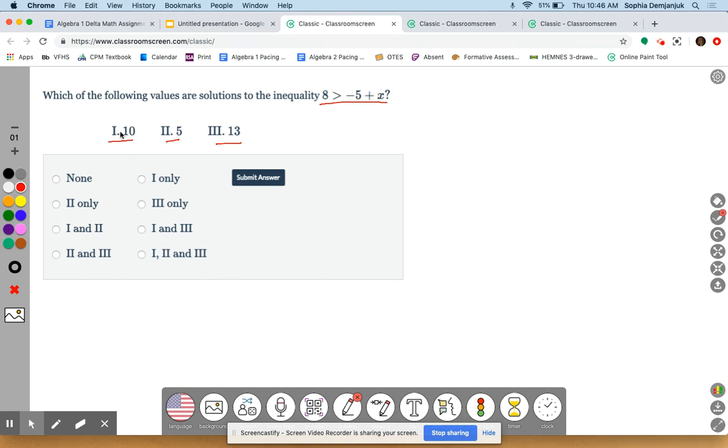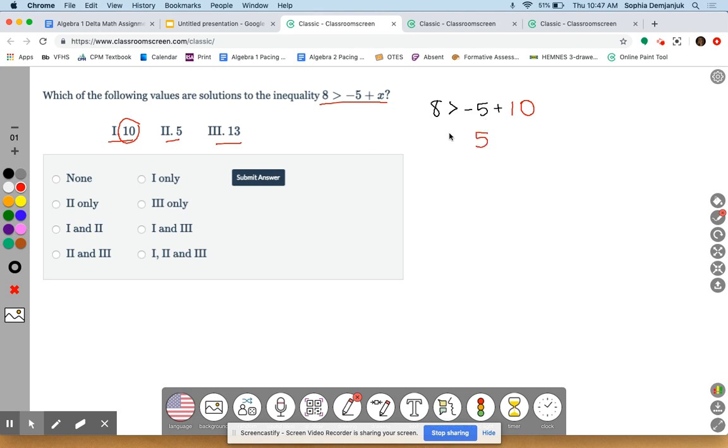So I'm going to start with 10. I'm going to write down the inequality that I was given. 8 is greater than negative 5 plus, instead of writing x, I'm going to plug in my value of 10. And then I'm just going to simplify what I have now. So on the right side, I have negative 5 plus 10. I can simplify negative 5, adding 10 to it gives me a positive 5.